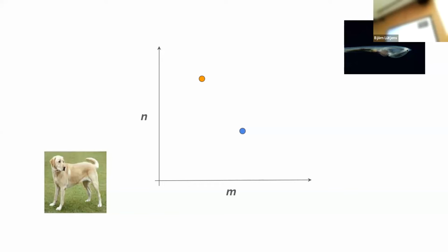So is there one line per class? No. If you had two classes, in this case separating a dog from that eel, then your classifier in this two-dimensional space would just be one line because you're separating these two things. But if you had three classes, then there would be two lines.